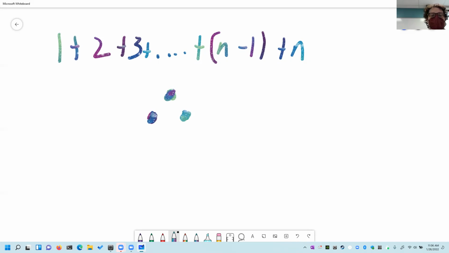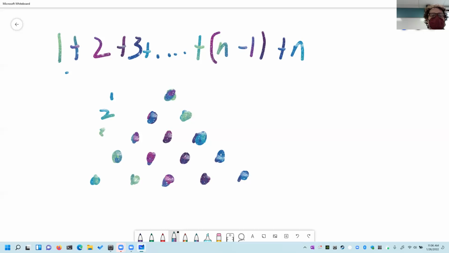1 plus 2 plus 3 plus 4 plus 5. So each additional number we add, 1, 2, 3, 4, 5, can be arranged like a triangle. This is why it's called the triangular number series.